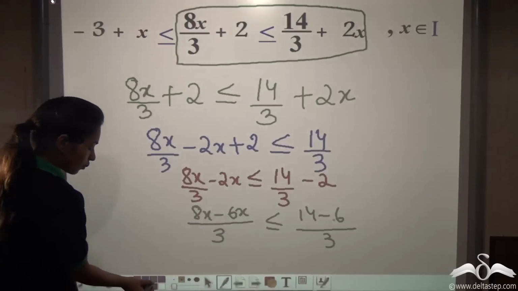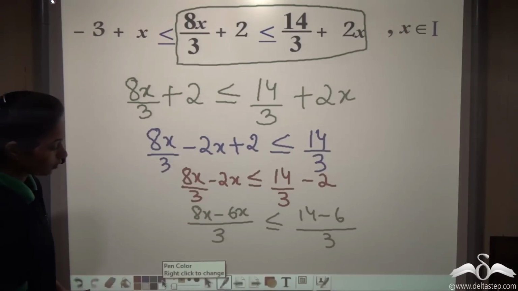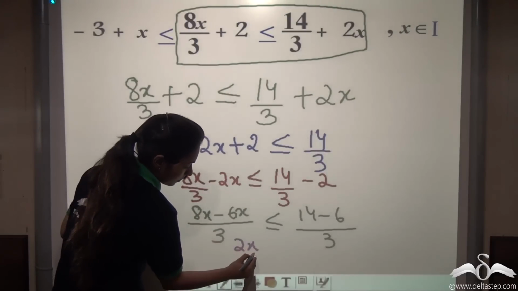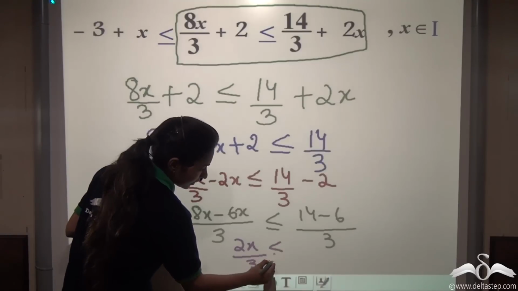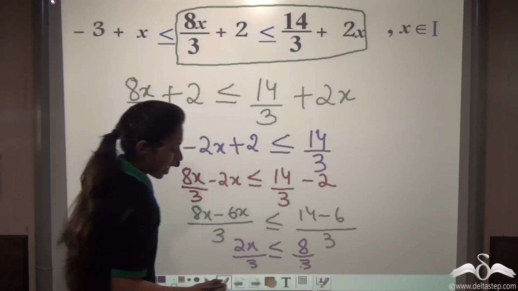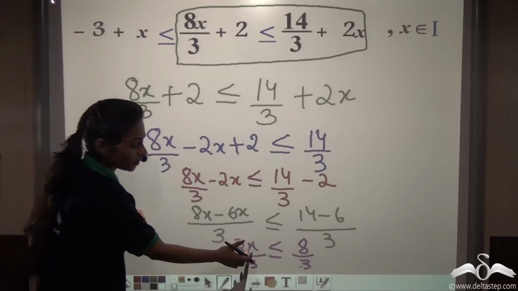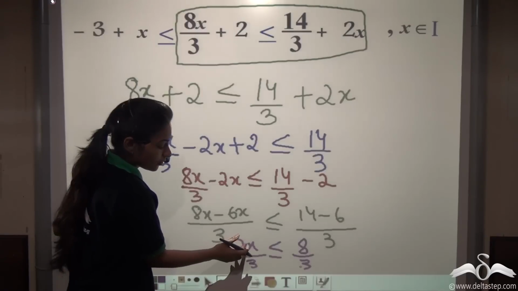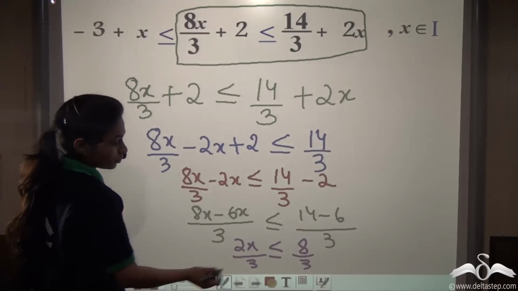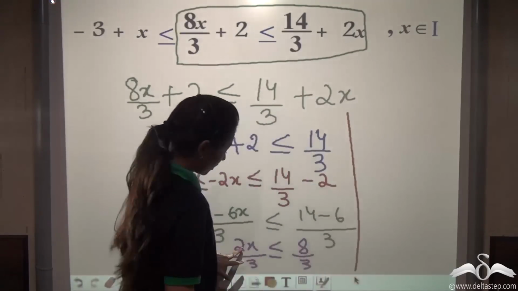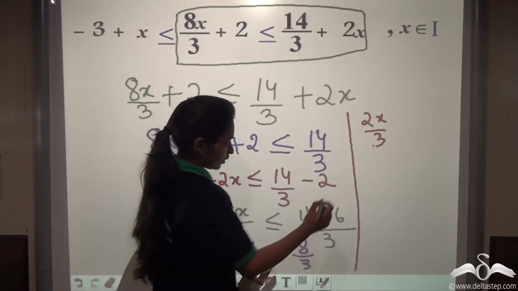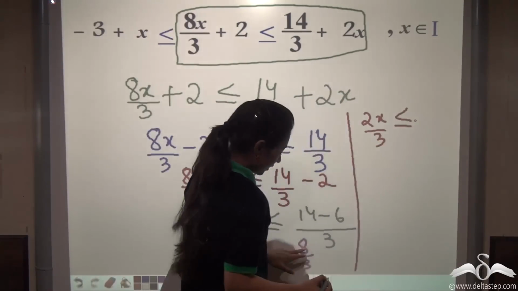You can see we are solving it. How can you write this now? 8x minus 6x gives you 2x by 3 is less than or equal to 14 minus 6 gives me 8 by 3. Am I done? No, I have to bring the coefficient of x to 1. For that I need to divide x by 2 by 3. Let's do this. 2x by 3 is less than or equal to 8 by 3.